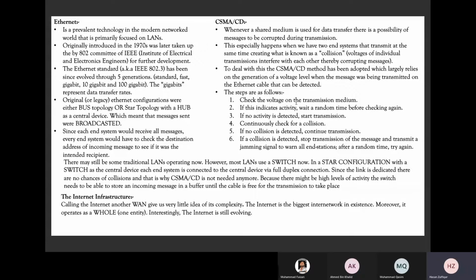The steps for such carrier sense multiple access with collision detection are as follows. Check the voltage on the transmission medium, and if it has risen, that means transmission is being carried out. If this indicates activity, wait for a random amount of time before checking again. Now, why random? What is the importance of a random amount of time? Well, think about it this way. What we did here, checking the voltage on the transmission medium, is actually the carrier sensing part.